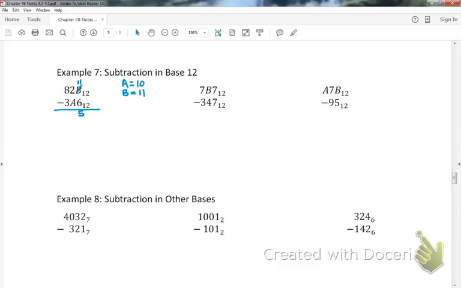Now, can I subtract 10 from 2? I cannot. So this 8 is going to become a 7. This 2 is going to become a 14. Again, I borrowed the base, so 12 gets added to whatever number is there. So now can I subtract 10 from 14? I can, right? This A really represents 10. So if that helps you to think about it written in there instead of the A, then certainly think that way. So 14 minus 10 gives me 4, and then 7 minus 3 gives me 4, and again I'm working in base 12. Okay?